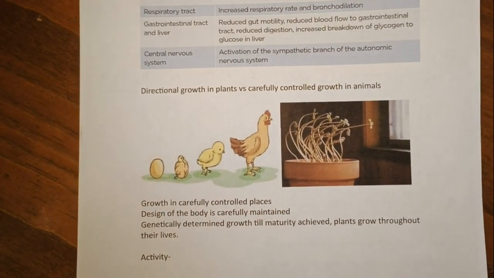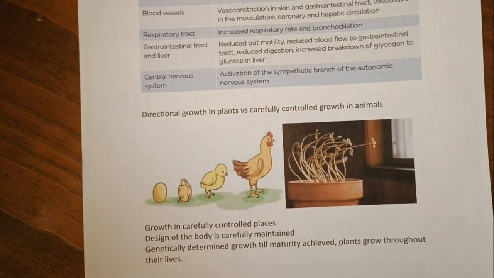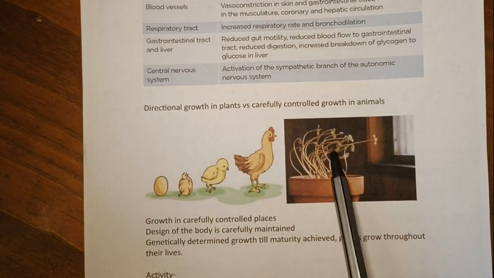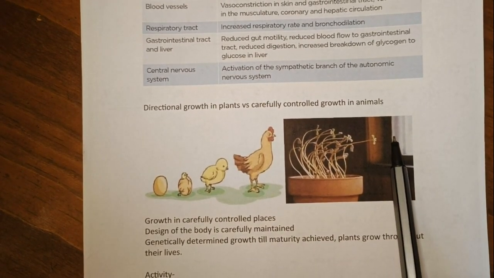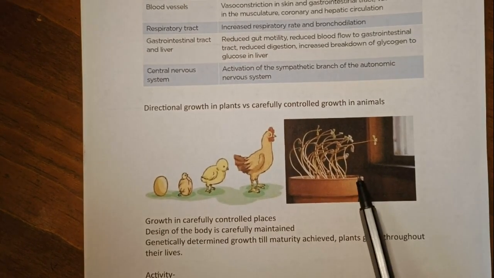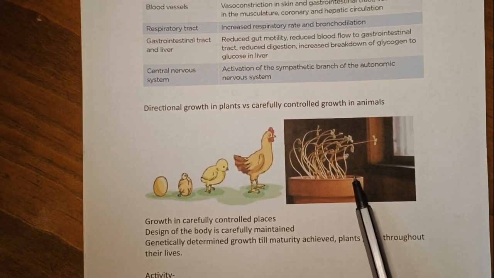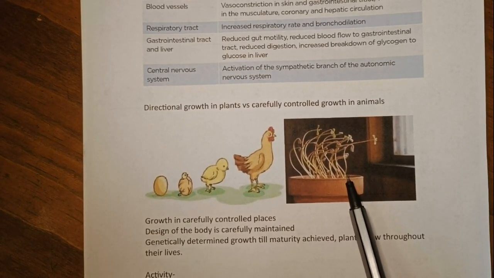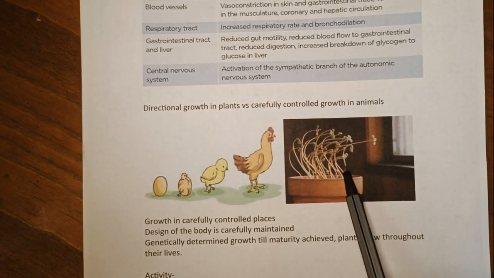difference in the growth between plants and animals. Now we have seen the plants have directional growth, so they grow towards sunlight, the roots grow towards the earth, so there is phototropism, geotropism, chemotropism, hydrotropism. So you can get leaves in various parts of the plants, okay?